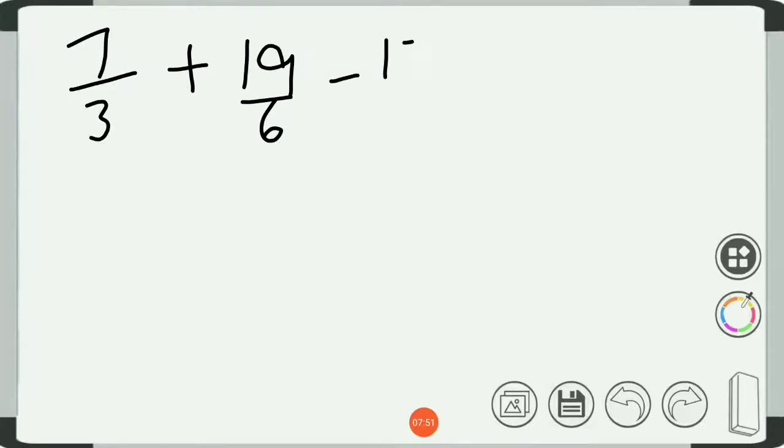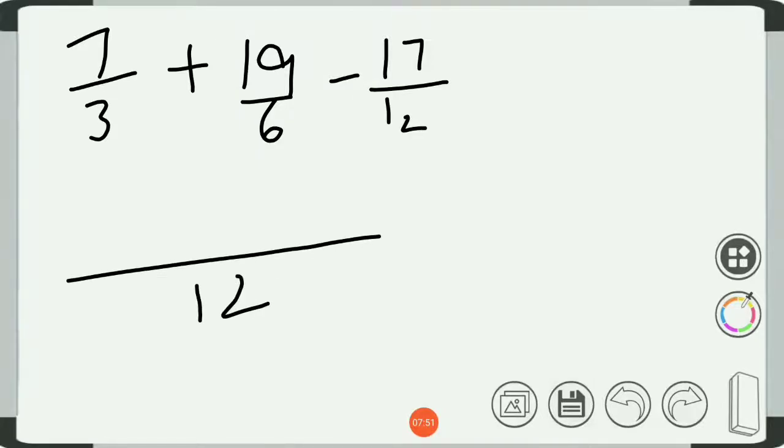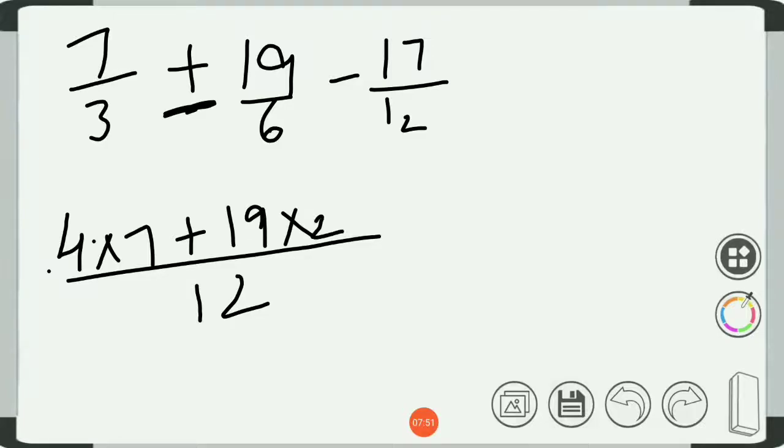You have 3 fractions. First is 7 upon 3. Second is 19 upon 6. And the third is 17 upon 12. And you got the LCM also. So your LCM is 12. 12 goes in 3's table 4 times. Multiply that 4 with 7. 4 into 7. There is a plus sign, so put here plus sign. 6 2s are 12. Multiply that 2 with the 19. Then if there is a minus sign, put here minus sign. Then 12 ones are 12.